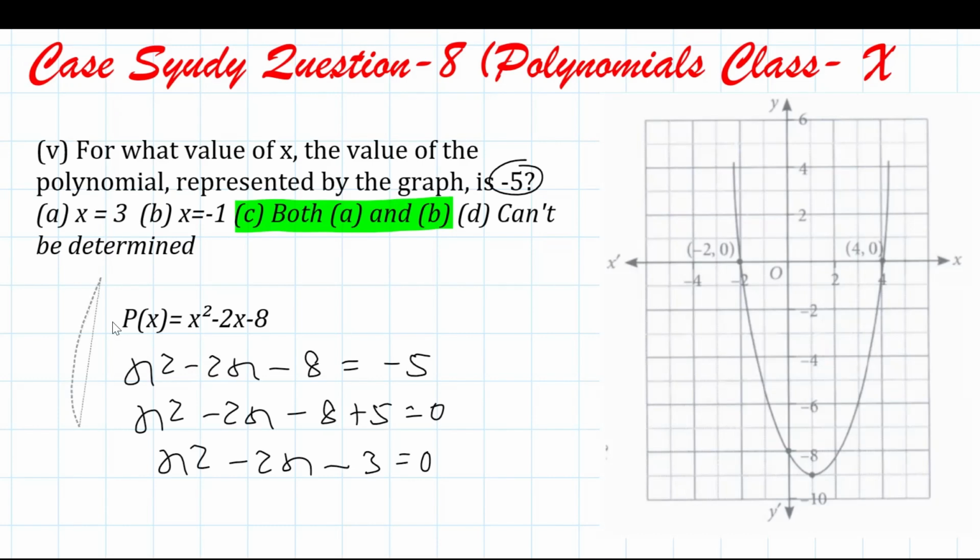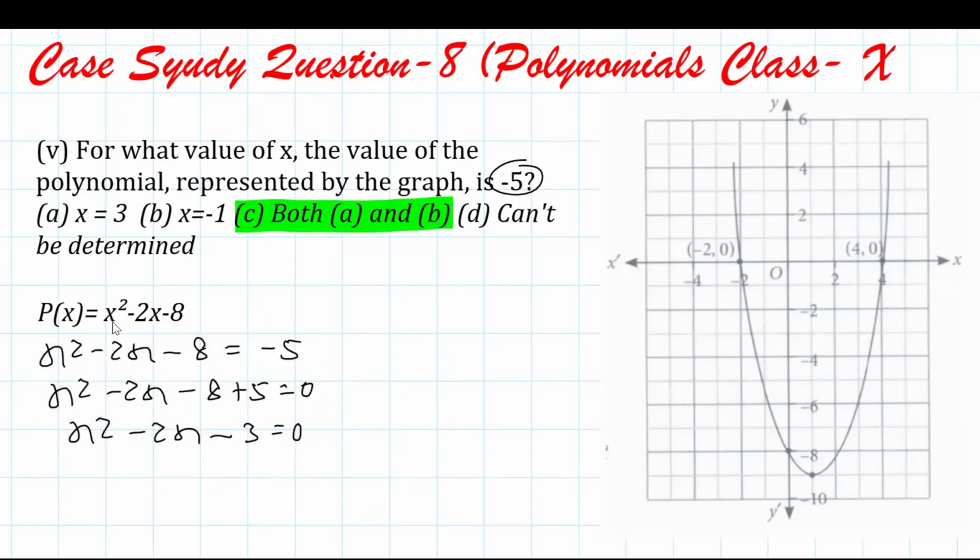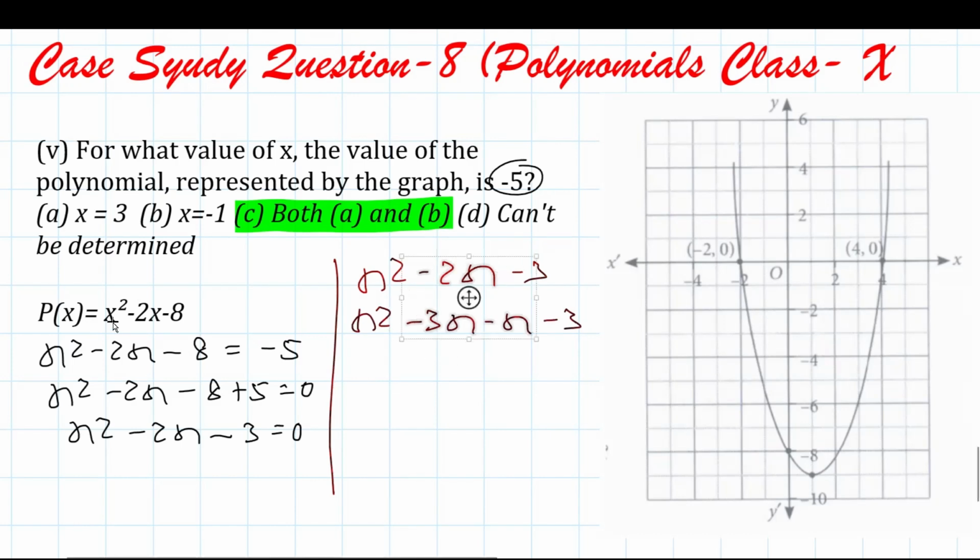Now, after doing so, we are going to do middle term splitting, right? So for factorization by middle term splitting, let me once again write down the polynomial over here. From the factors of 3, I need minus 2x. So this is x squared minus 3x plus x minus 3. So what I did here, I simply wrote minus 2x as minus 3x plus x, right? You must know that from the factors of 3, that is 1 and 3, we have to obtain minus 2.